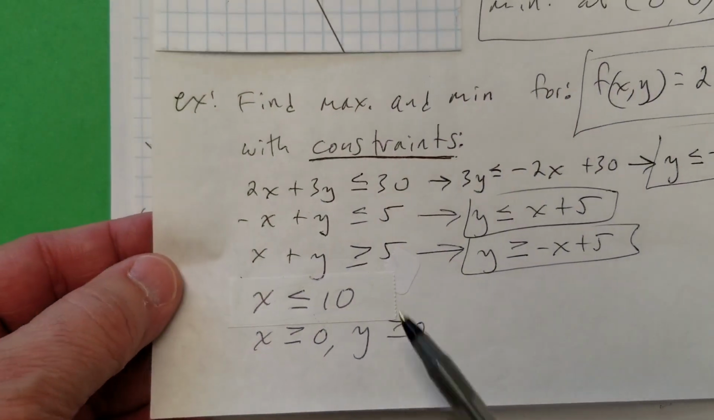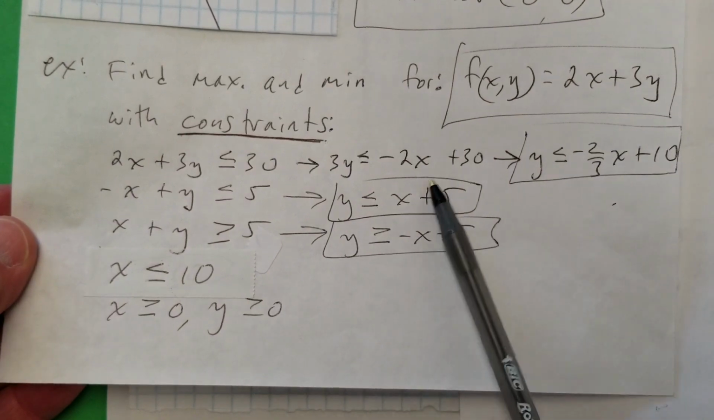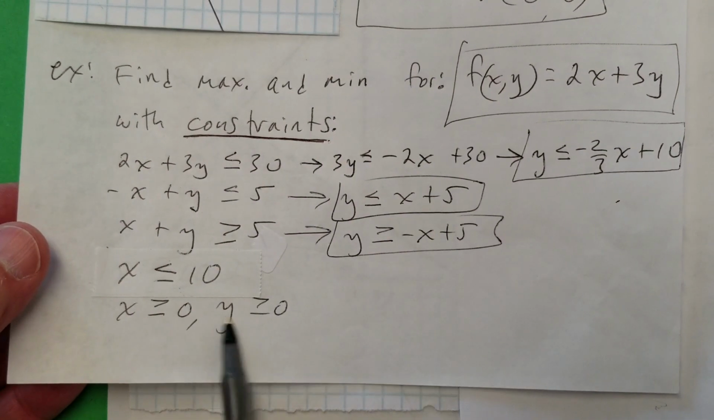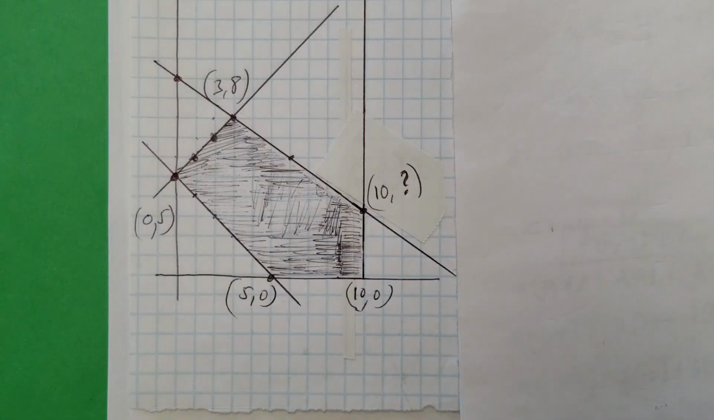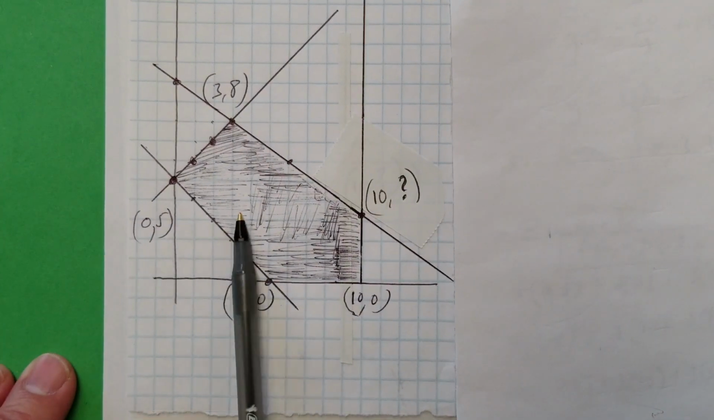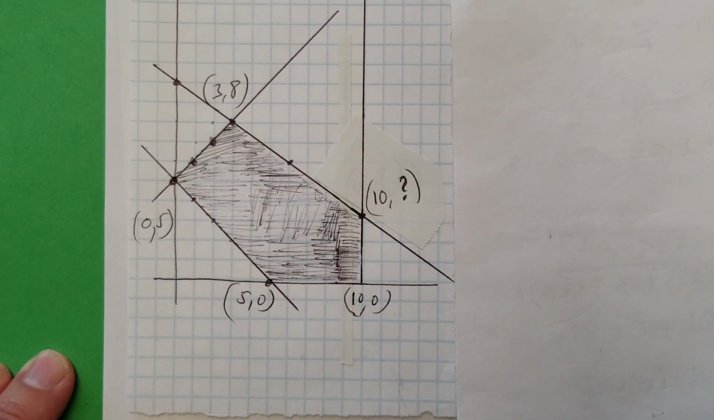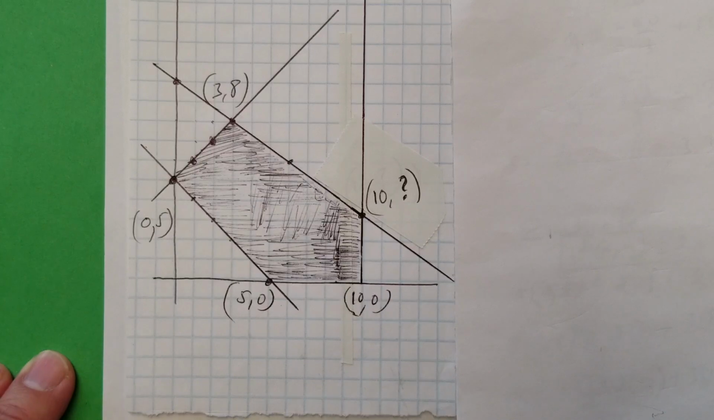So all I did was graph 1, 2, 3, 4, and then the axes. These are just the axes, right? So I have 4 lines, 1, 2, 3, 4, and then the axes, right? So then, now that I see my corners, I go get the points.